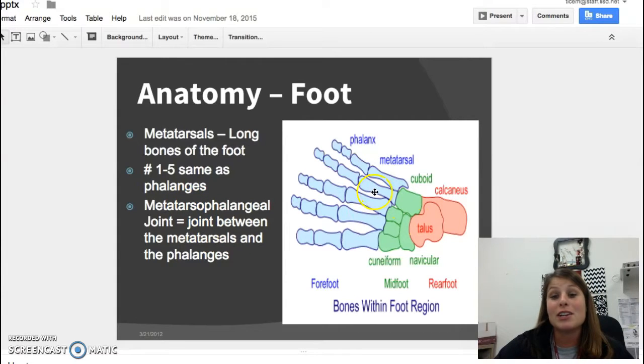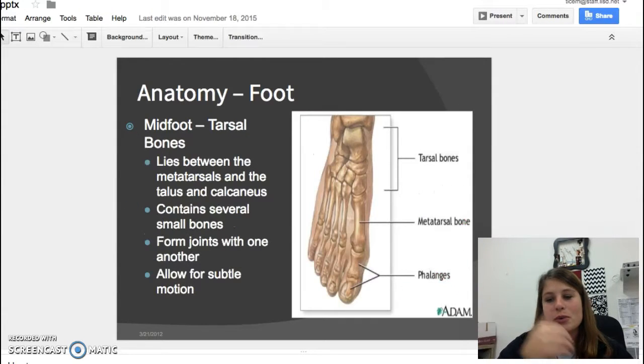And the metatarsophalangeal joints are these joints right here that lie in between the proximal phalanges and those metatarsals. Moving down closer towards the heel, we've got what we call our midfoot, the tarsal bones. Right here, we've already covered everything in our toes. Now we're moving more towards what we call our ankle.